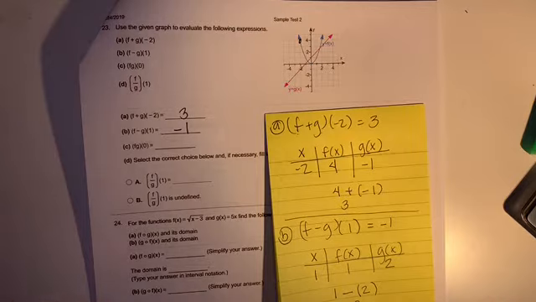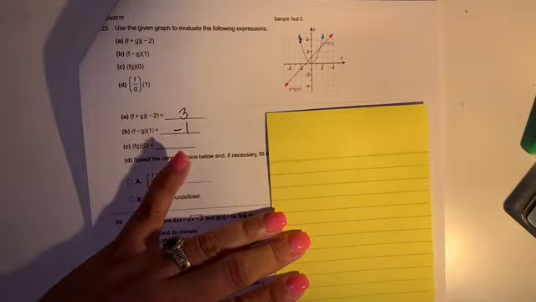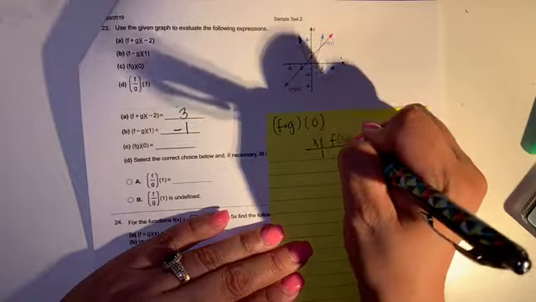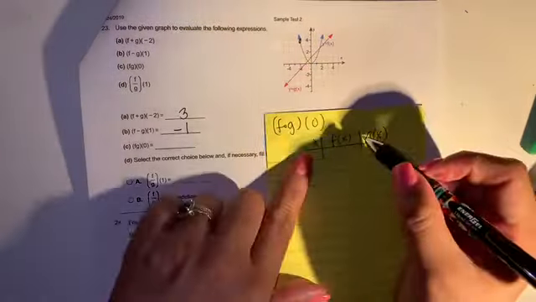And then C, let's use another piece of paper. So this is f times g at 0. X, f of x, g of x. Okay, so x is 0. So f is 0, and g is 1. So 0 times 1 equals 0. So that equals 0.